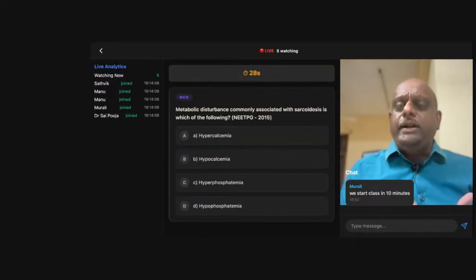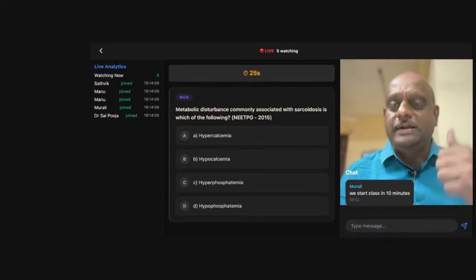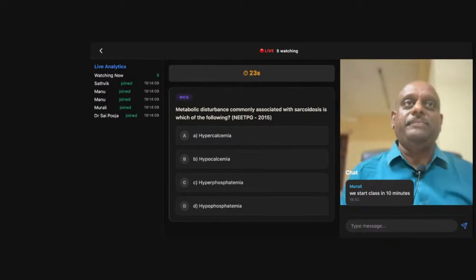Now, what is the metabolic disturbance which is commonly associated with sarcoidosis? It is the favorite question of the examiner.